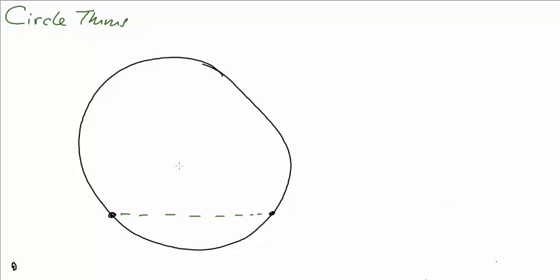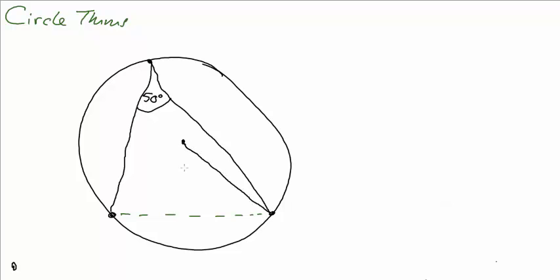Now I'm interested in two points this time. I'm interested in the center, and I'm interested in the edge. Let me do the edge there. So imagine you've got this triangle here, coming from the same chord. And imagine if I tell you that's 50. Now I want you to imagine this one. This one comes from the same chord, but this time the third point is on the center, not on the edge.